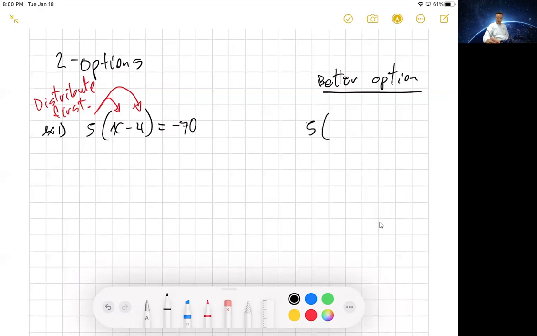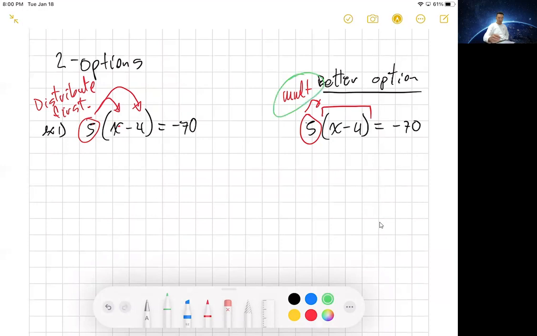You have 5 parentheses x minus 4 equals negative 70. Now, you understand that the 5 has a relationship with them, and that is a multiplication relationship. That's what distribution is. Distribution means multiplication. 5 times x, 5 times negative 4. Well, what's the solution to a multiplication relationship? The solution would be division. So I'm going to divide the whole thing by 5.